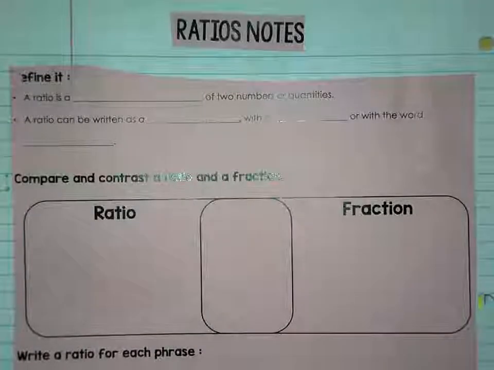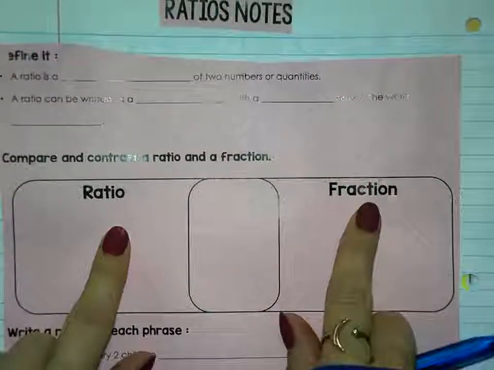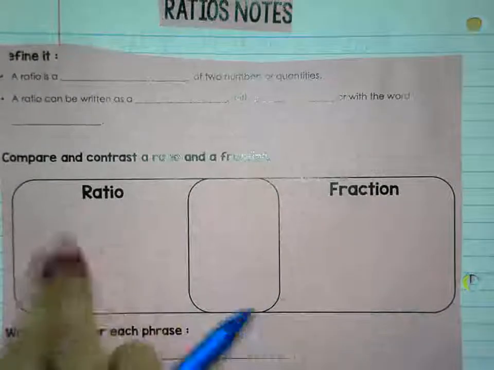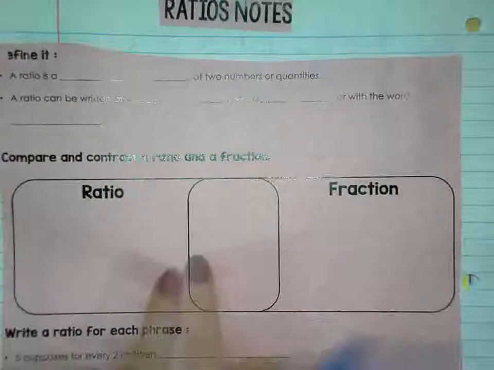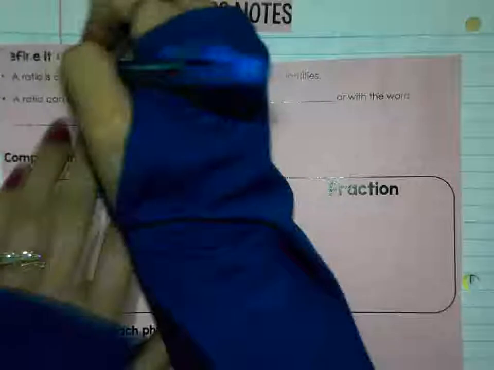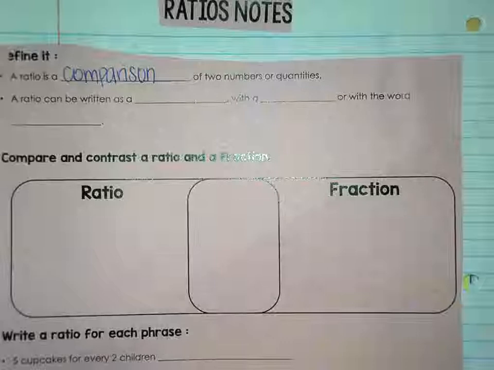Alright guys, so today let's start talking about ratio notes. We have ratios and fractions, right? Most of us are used to fractions. But a ratio is kind of like a fraction. They are very similar to one another. But a ratio is a comparison. A ratio is a comparison of two numbers or quantities.